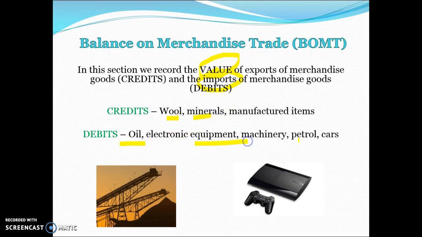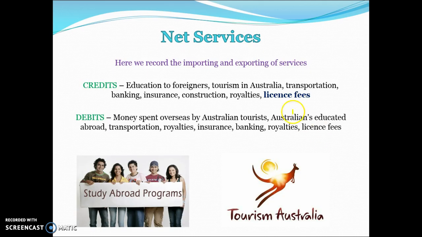Debits are things like oil, electronic equipment, things that Australia imports from overseas. Net services is the importing and exporting of services, so the total value of money coming out of Australia for things like going overseas on holidays. It includes Australians travelling overseas, it includes Australians getting education overseas. Transportation, so if we're paying transportation costs to move some of our commodities, and we have to pay someone to ship them from overseas, that would be an import. So if Australia is paying for transportation services, it's a service and it's a debit.